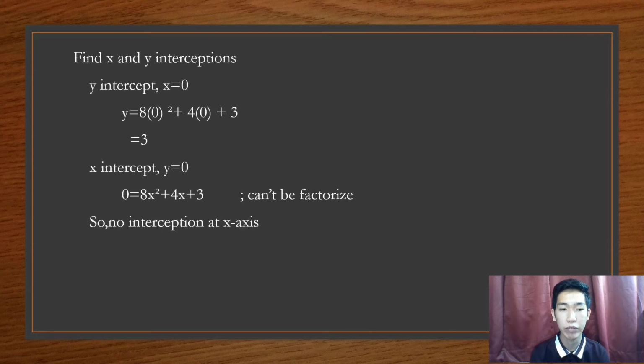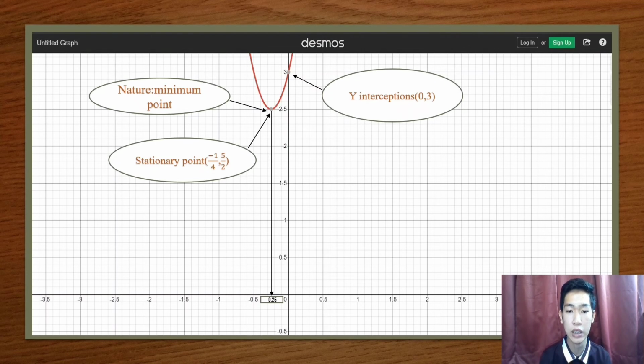with the x-axis. After that, we must sketch the graph, but before sketching the graph, we must find the stationary point. So the stationary point is negative 1 over 4 and 5 over 2. As you can see here, the stationary point is also a minimum point. Next, we can sketch the graph. On the y-axis, one box represents 0.5, and on the x-axis also one box represents 0.5.